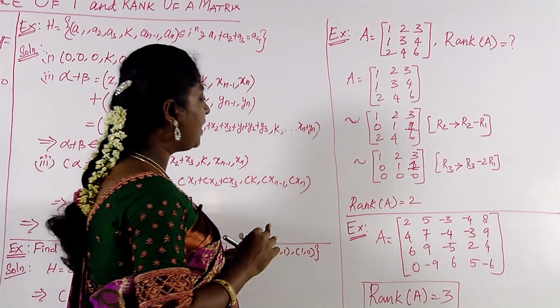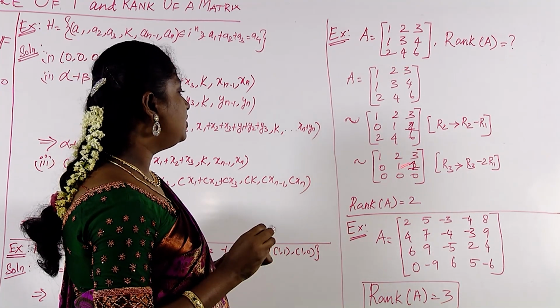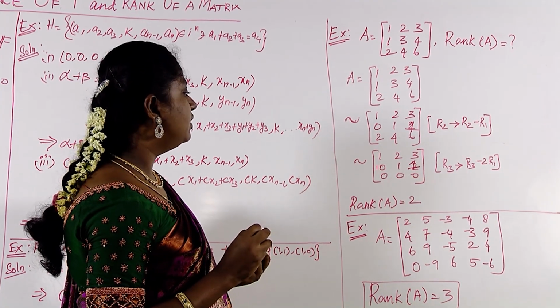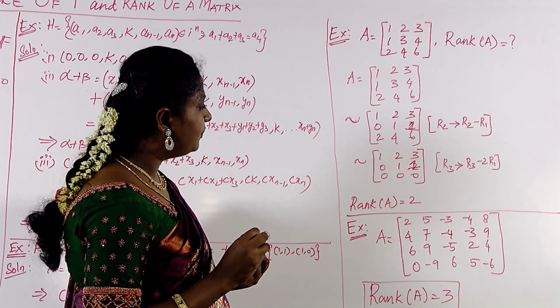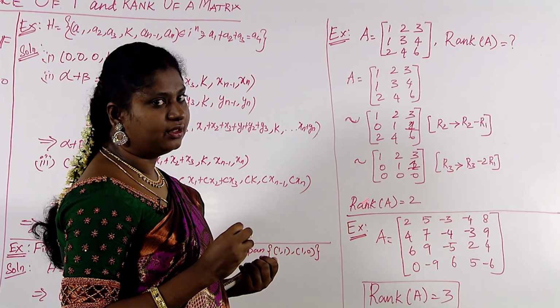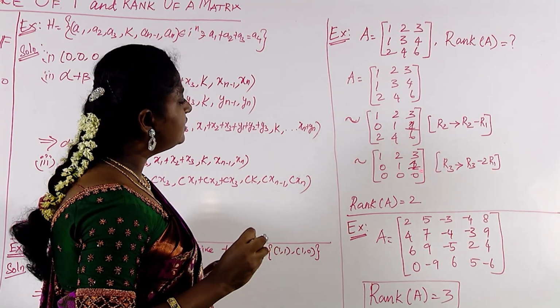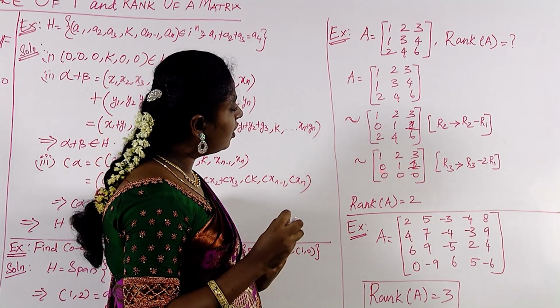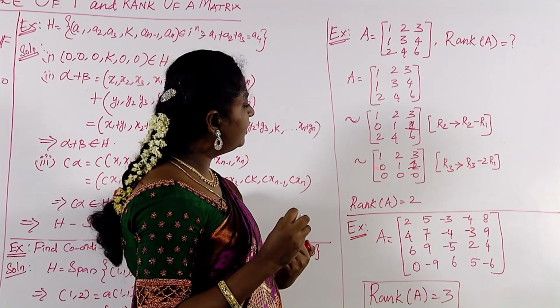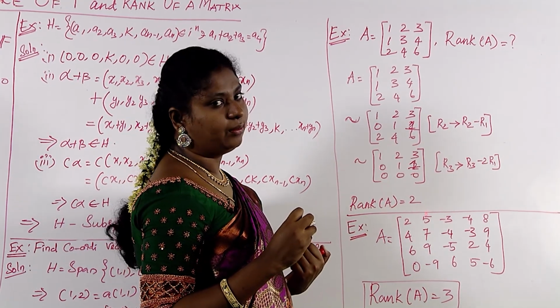Therefore, here I am having the final matrix to be 1, 2, 3, 0, 1, 1, 0, 0, 0. I have already got the echelon form, so I cannot reduce it further without affecting its echelon form. So this is my final step. Here you can see the number of non-zero rows is only 2. Therefore, rank of this A is equal to 2.